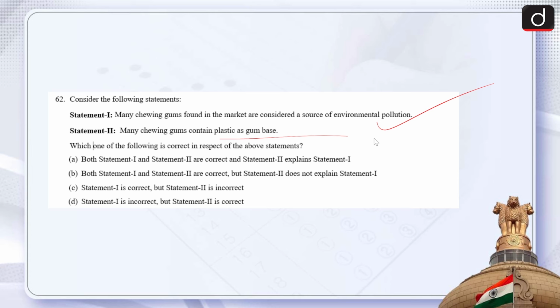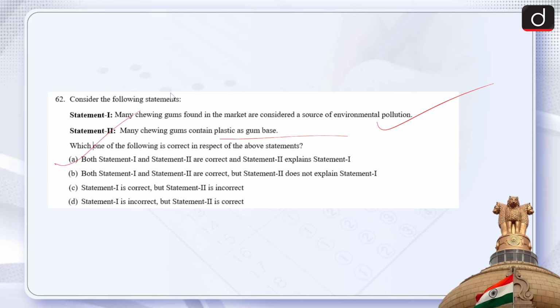So it is a statement kind of question. Both statement 1 and 2 are correct and statement 2 explains statement 1. Both statements 1 and 2 are correct but statement 2 does not explain statement 1. Statement 1 is correct but statement 2 is incorrect. Statement 1 is incorrect but statement 2 is correct. So here we have to find the correct answer and the correct answer is A.